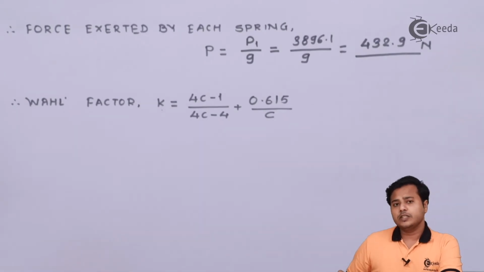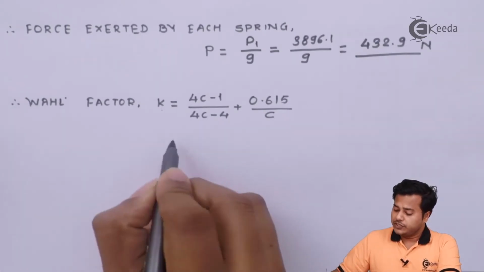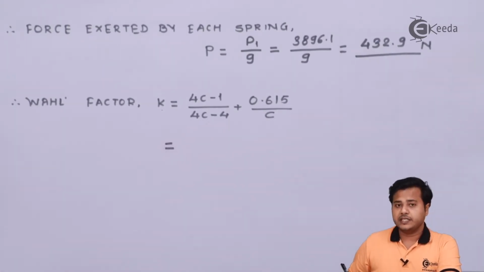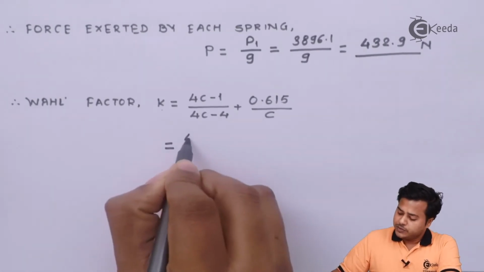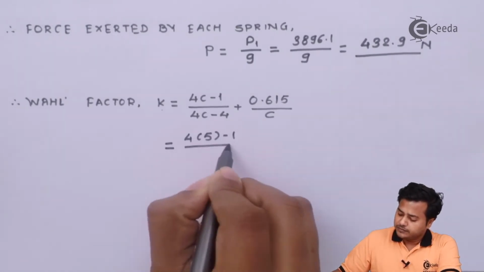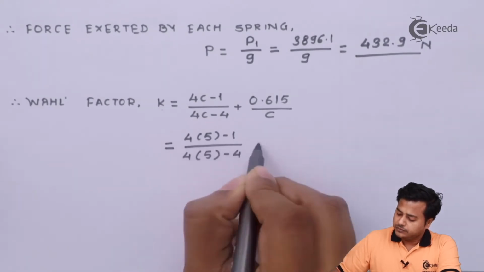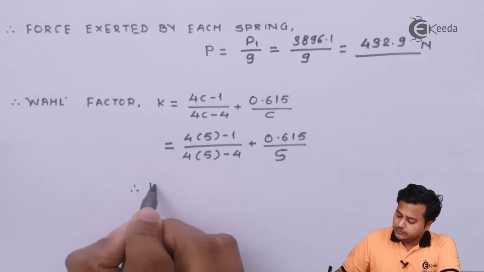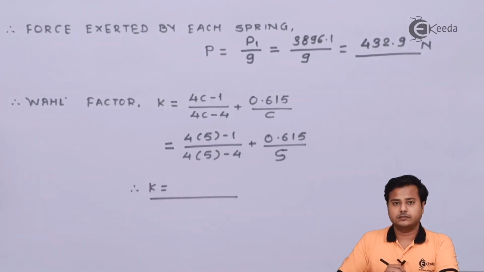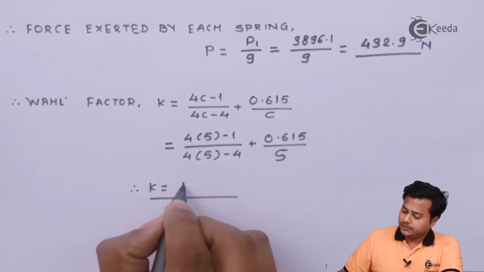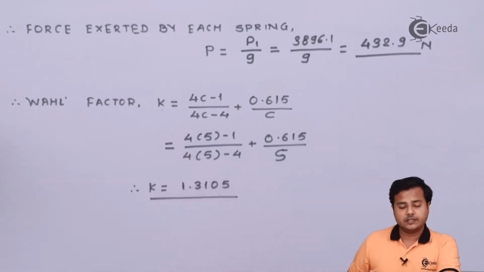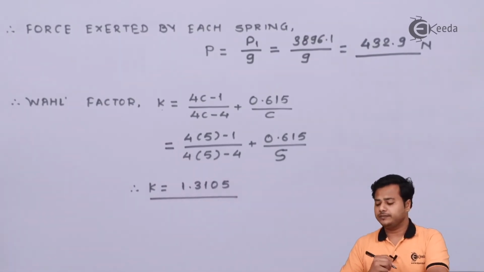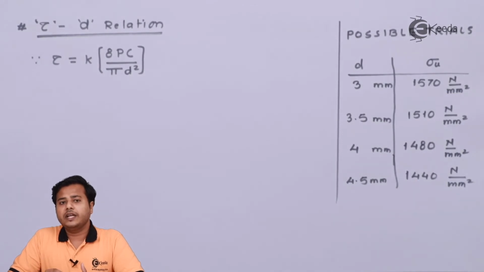Now with that, let us move ahead with the Wahl's factor calculation. We know that Wahl's factor plays a major role in the calculation. We have been given the spring index equal to 5. So after substitution, the Wahl's factor comes out to be, it's a unitless term that we all know. Let's move ahead. Now there comes a different thing where we have to find out a relationship between the torque and the diameter expected.